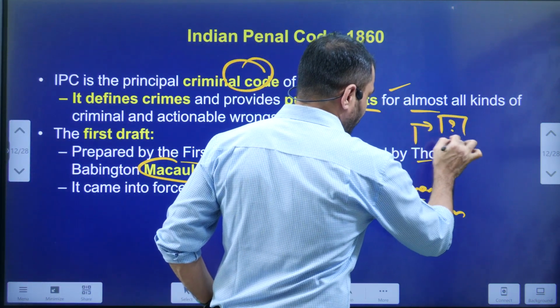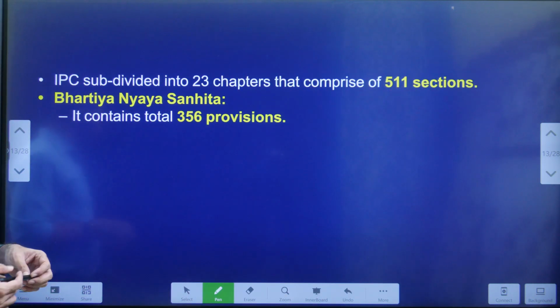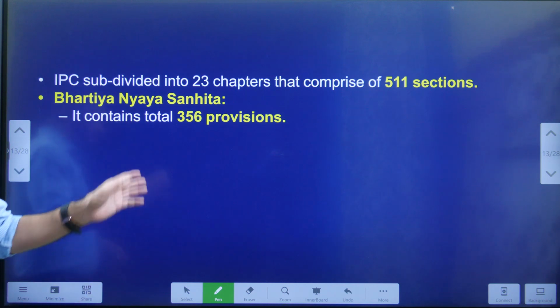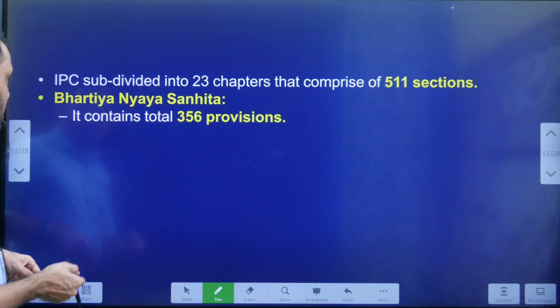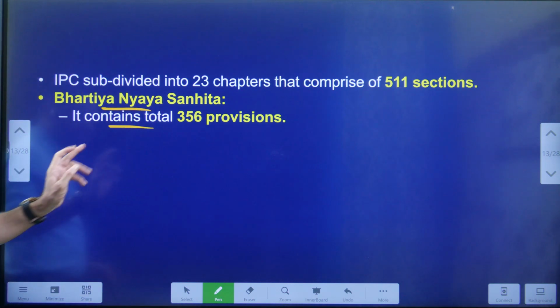It was done through which act? Through which Charter Act was it done? If you know, put your answer in the comments. The IPC used to have 511 sections, and now it is being replaced with the Bharatiya Nyaya Sanhita.